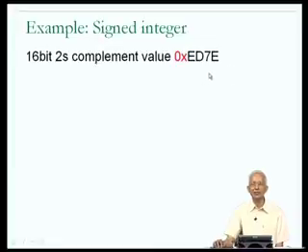We know that it's a signed integer value. I'm telling you that it's a 16-bit 2's complement value 0xED7E. Now this, when you look at it, you probably don't recognize as being a number. So I do need to explain what I mean by 0xED7E. Let me start by doing that.